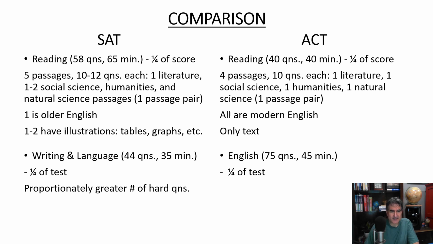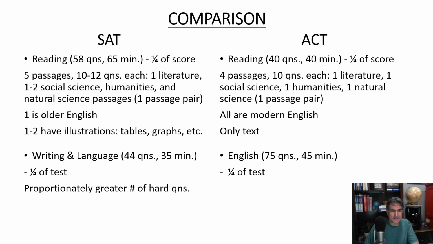Now, why is that? Well, the SAT has 5 passages in the reading section, 10 to 12 questions each. One is always a literature passage, and then 1 or 2 will be social science, 1 or 2 will be humanities, 1 or 2 will be natural science. And at least one of these social science, humanities, or natural science passages will be a pair of passages that you have to compare. On the ACT, you have 4 passages that are exactly 10 questions each. And there's always 1 literature, 1 social science, 1 humanities, and 1 natural science passage. And any of those 4 passages could be the pair of passages.